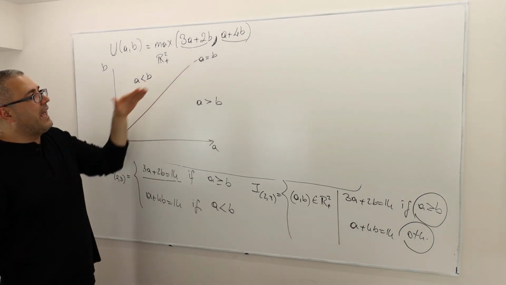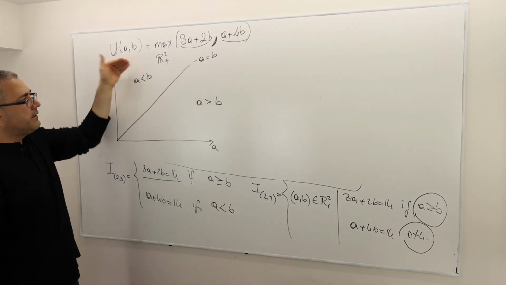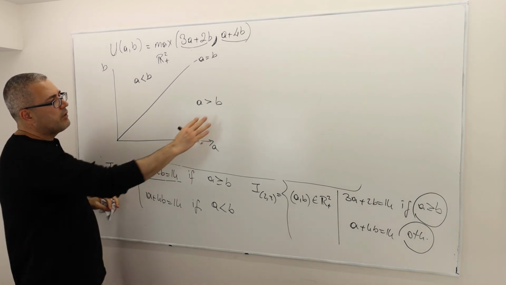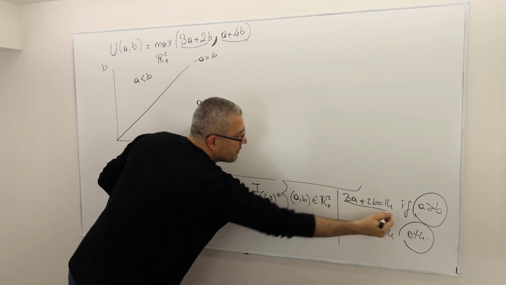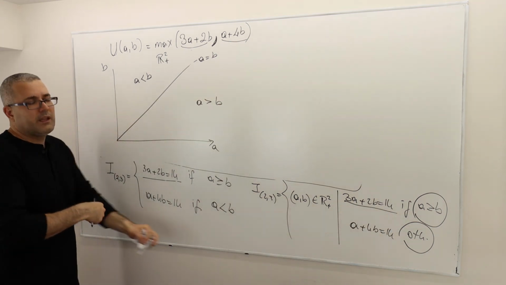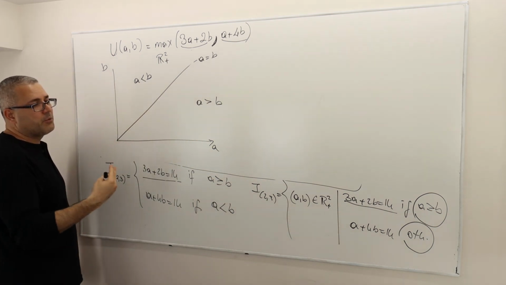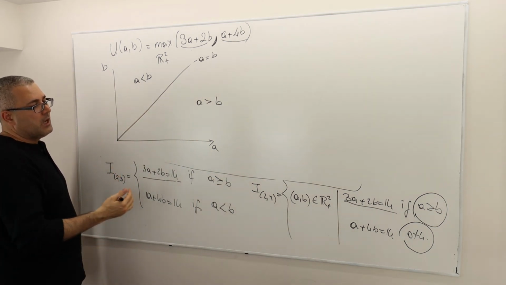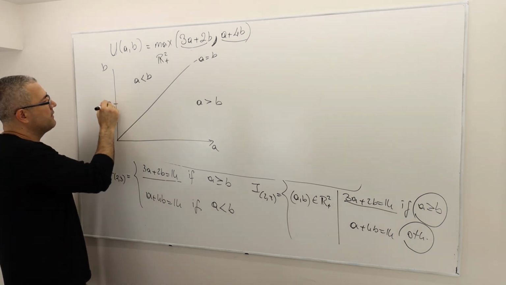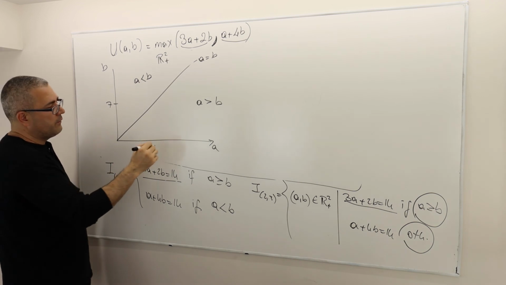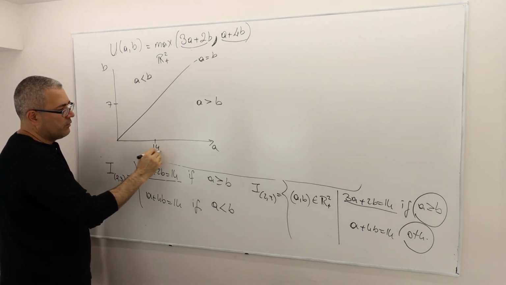So on this line, A and B are equal. Below it, A is greater than B. Above it, A is less than B. Remember, whenever A is strictly greater than B, my utility function is this one, so the indifference curve is this line. So draw 3A plus 2B equals 14. Let's make this 7, so B is 7, and A is going to be 14 over 3, which is like 4-ish.